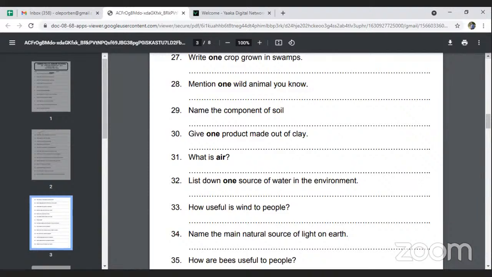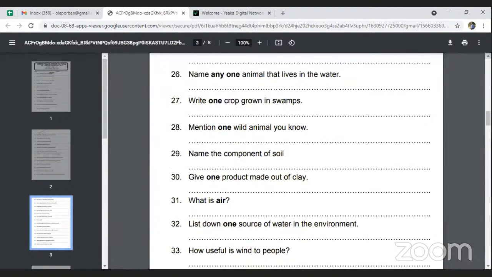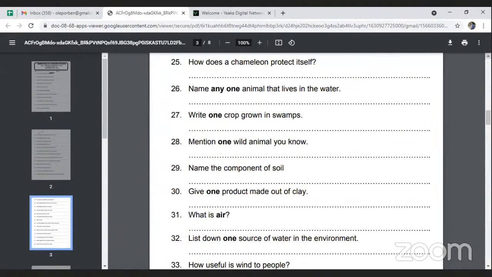Number 25 says, how does a chameleon protect itself? How does a chameleon protect itself? Asante? By changing its color. Good. By changing its color. Number 26, name any one animal that lives in water. Any one animal that lives in water?